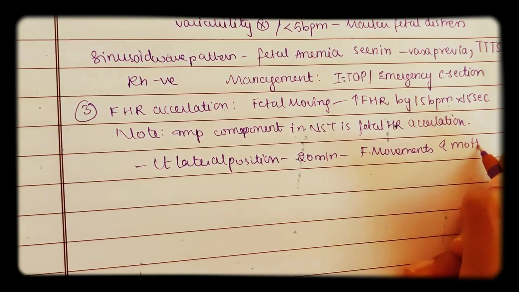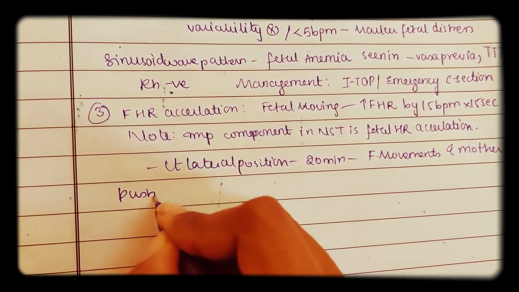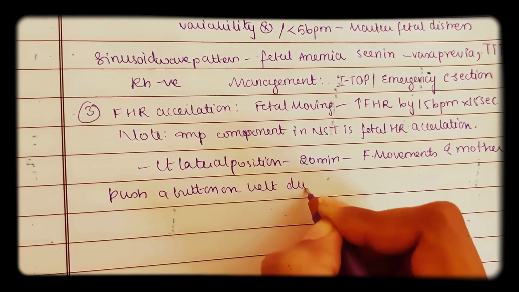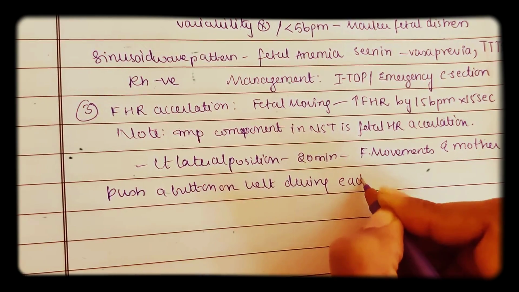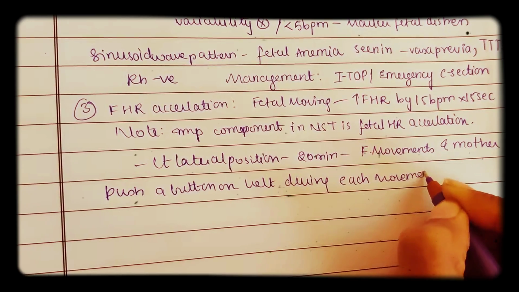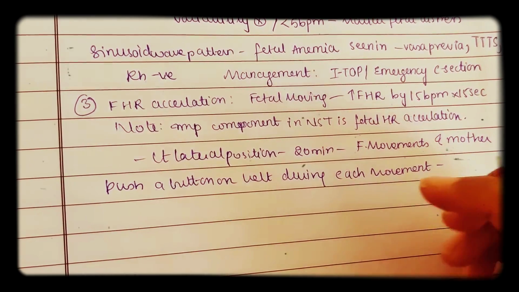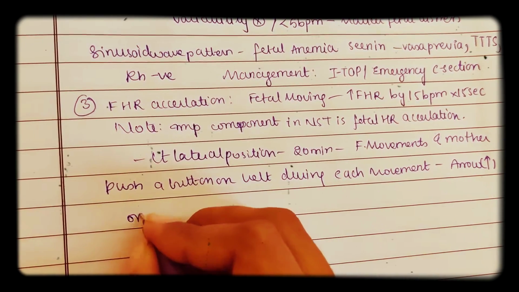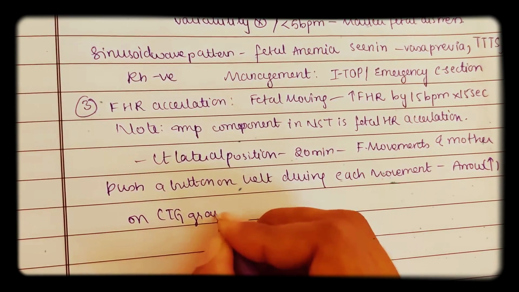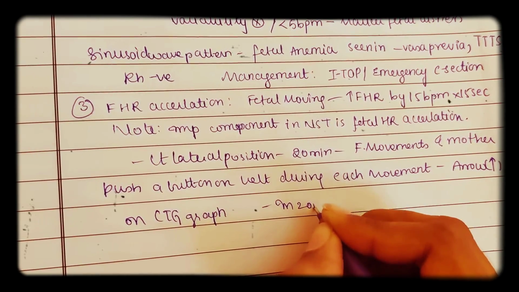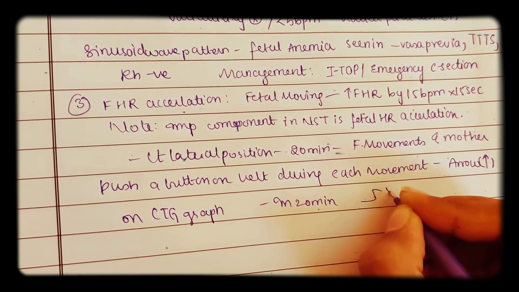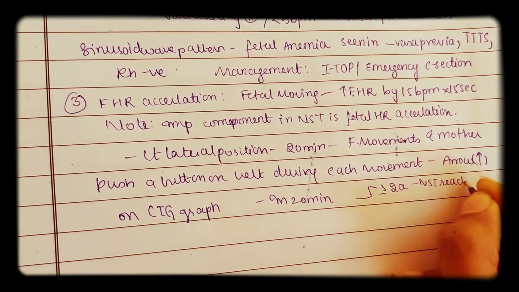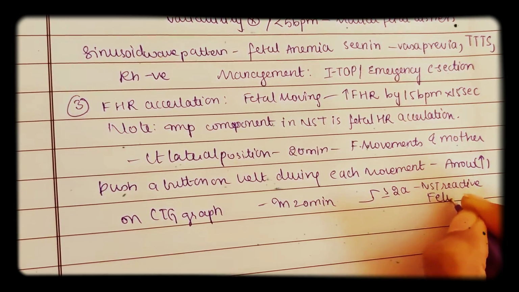mother will push a button on a belt during each movement. So when the mother presses this button on the belt for each movement, then an arrow appears on the graph. This type of arrow appears on the CTG graph, and in a period of 20 minutes, if there are greater than or equal to 2 accelerations, then the NST, you can say, is a reactive NST, and the fetus is very healthy in this case.